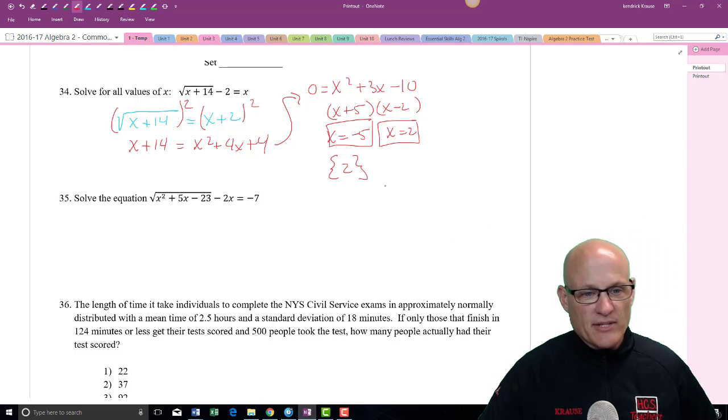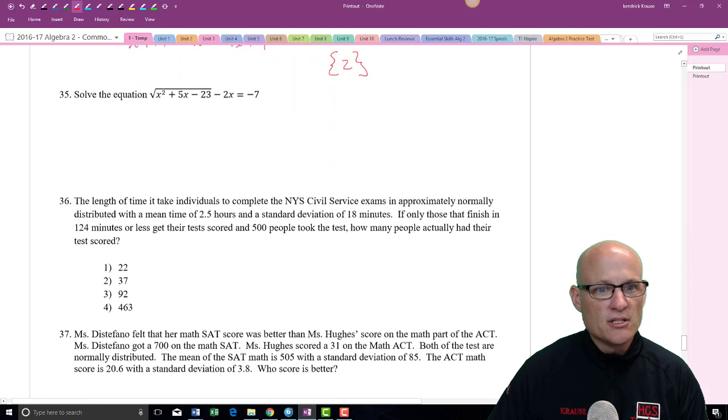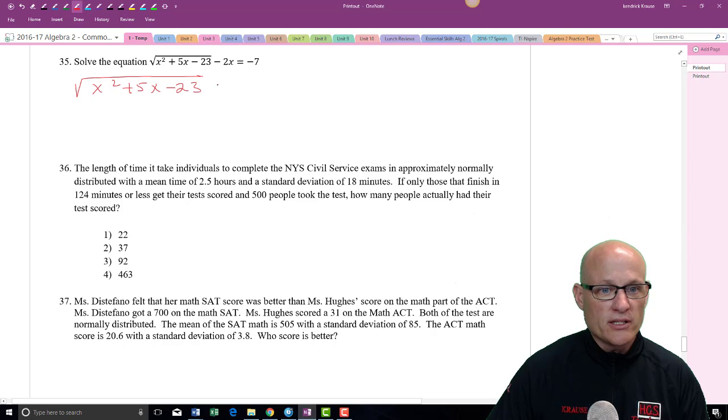All right, same thing here. We're going to get the weird thing alone. We've got to bring the 2x over. Why, oh, why will you not move for me? So we're going to bring that 2x over, so I get the square root of x squared plus 5x minus 23 equals 2x minus 7.